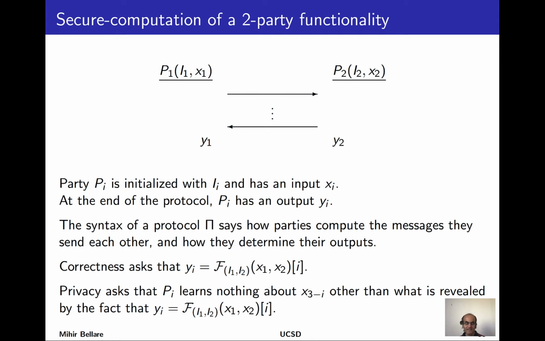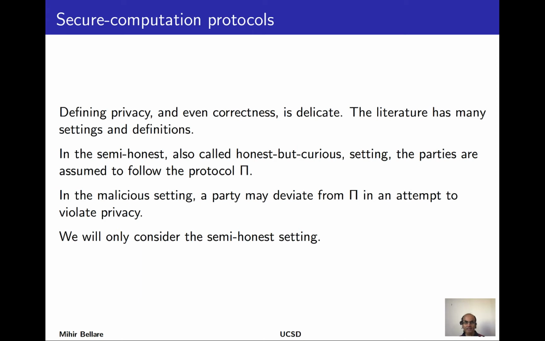And what privacy says is that any party learns nothing more about the input of the other party than what is revealed by the output that it has received. Now, of course, we haven't here given a formal definition, and we won't, but these definitions are not necessarily simple. They're quite subtle, and the literature has many attempts and a lot of work which tries to give good definitions for secure computation. It also has a bunch of different settings which vary in the kind of power that the adversary has and so forth.